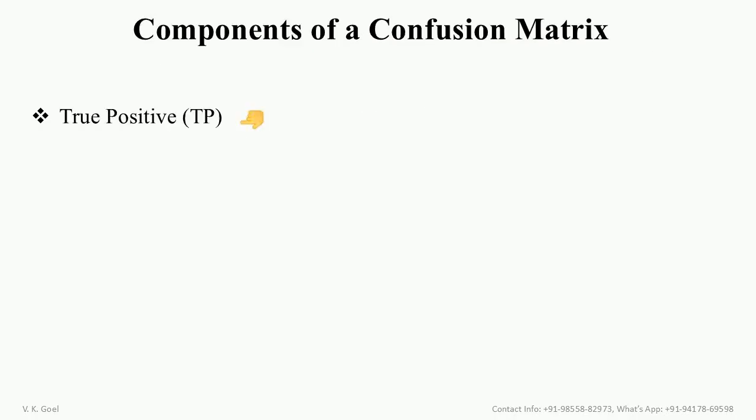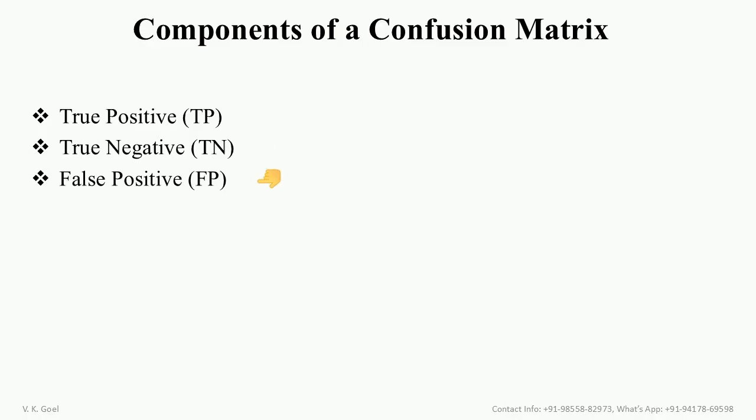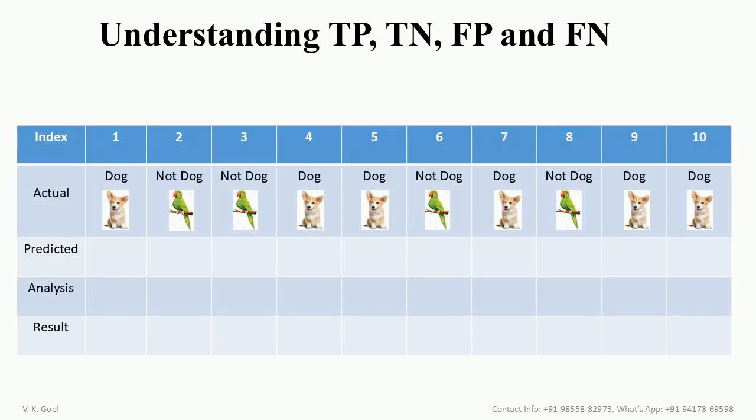A confusion matrix has 4 main components. The first one is true positive, abbreviated as TP. Second is true negative, abbreviated as TN. Third is false positive, abbreviated as FP. And the last, fourth, is false negative, abbreviated as FN. Now, let's try to understand the 4 components.